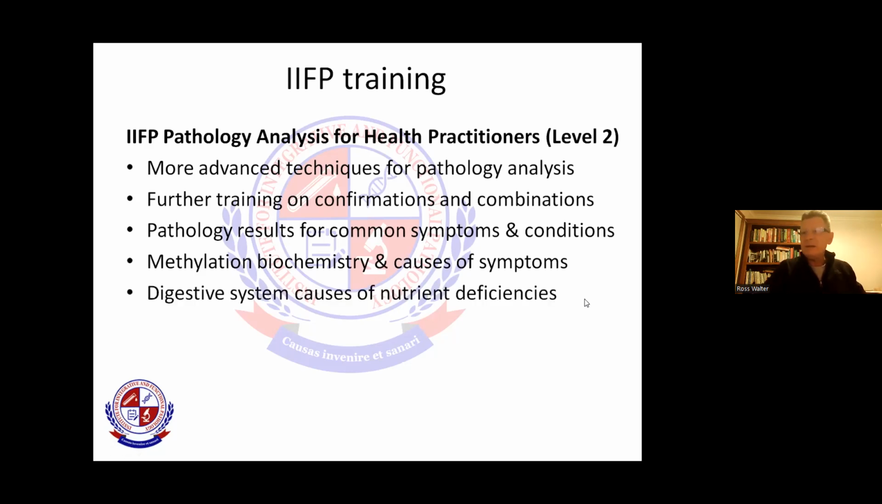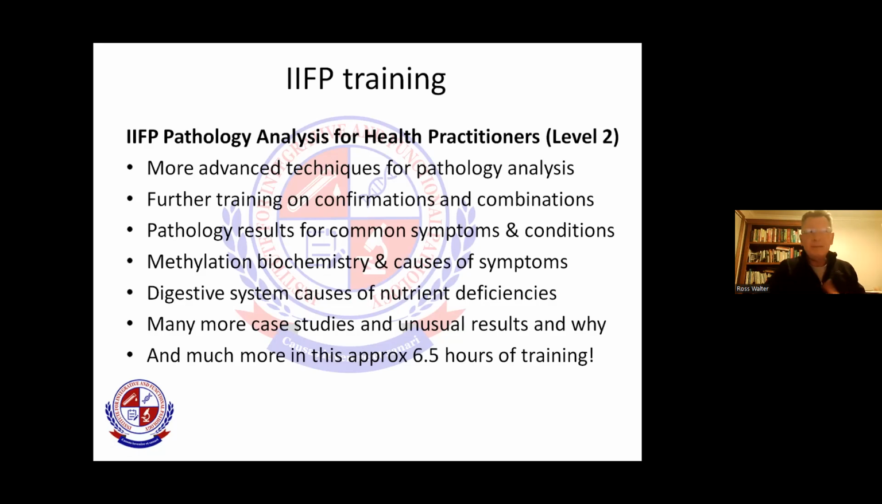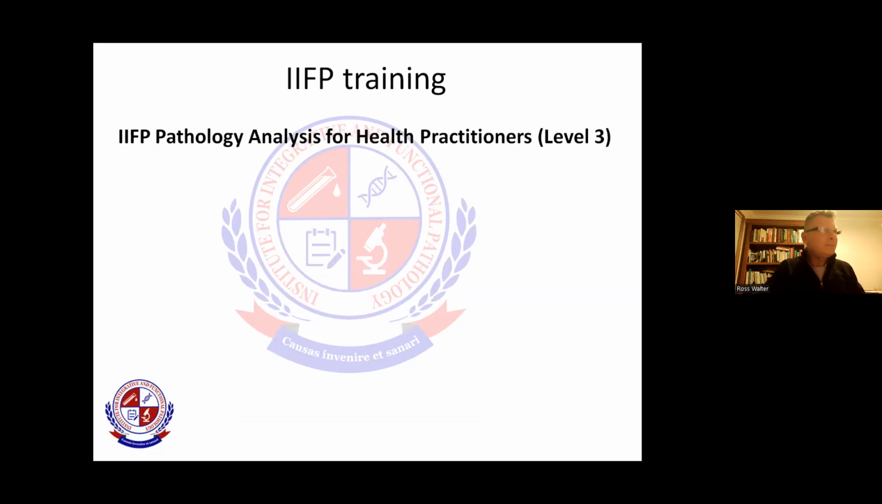Digestive system function, and a different way of looking at digestive system function and conditions and symptoms, and what they can tell you about the digestive tract and digestive conditions. More case studies, and there's approximately 6.5 hours of training in level two. Again, more information on the website.